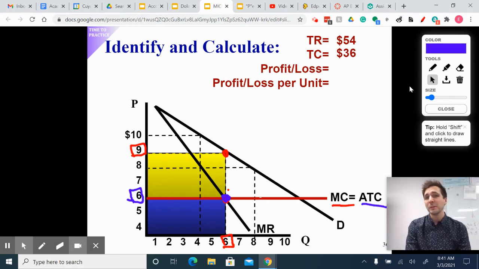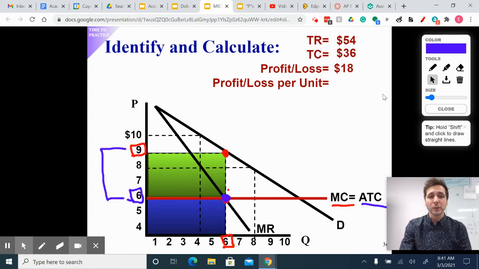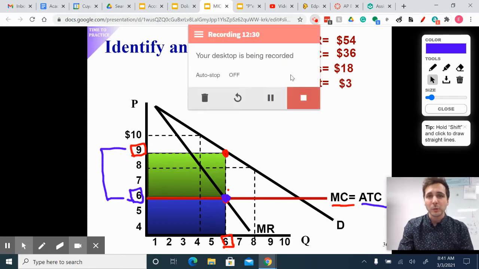My profit is going to be 54 minus 36, this box right here. Remember, it's the difference between my price and my average total cost, which is 9 to 6. So it's 3 times 6, or $18. So my profit or loss per unit is going to be 18 divided by 6, so $3 per unit. I'm going to pause real quick.